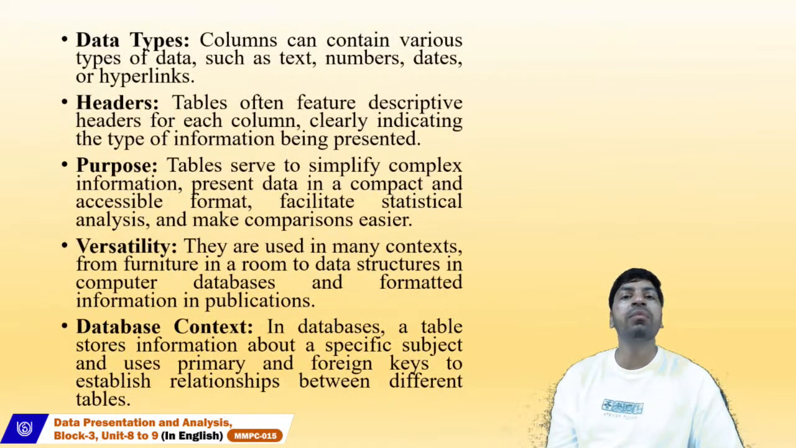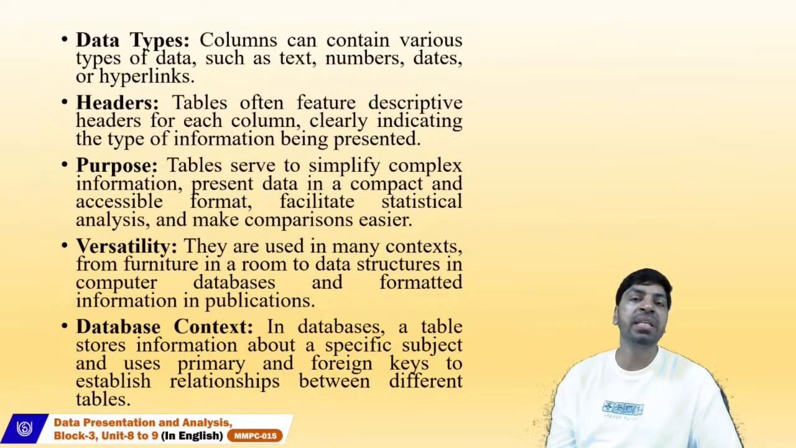Data types. The columns can contain various types of data like text, numbers, dates, and hyperlinks. The headers are also there. Tables, of course, give a descriptive heading for each column, which represents the type of information. Purpose: tables serve to simplify complex information and present data in a compact and accessible manner.